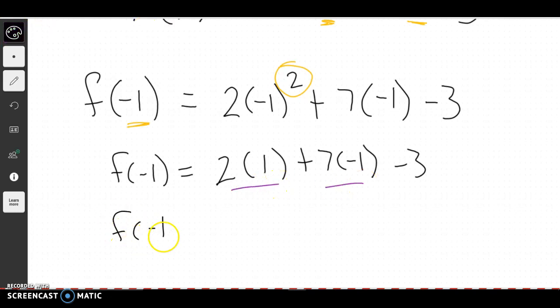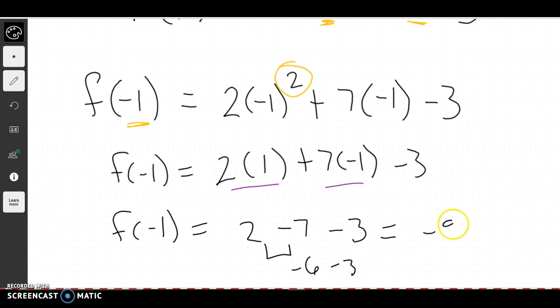I'll get f of negative 1 is equal to 2 minus 7 minus 3, because 2 times 1 is 2, 7 times negative 1 is negative 7, and then minus 3. Then we will add those things together. This would give me negative 5 minus 3, which gives me negative 8. Actually, 2 minus 7 is negative 5, and negative 5 minus 3 would give me negative 8. And that would be my final answer.